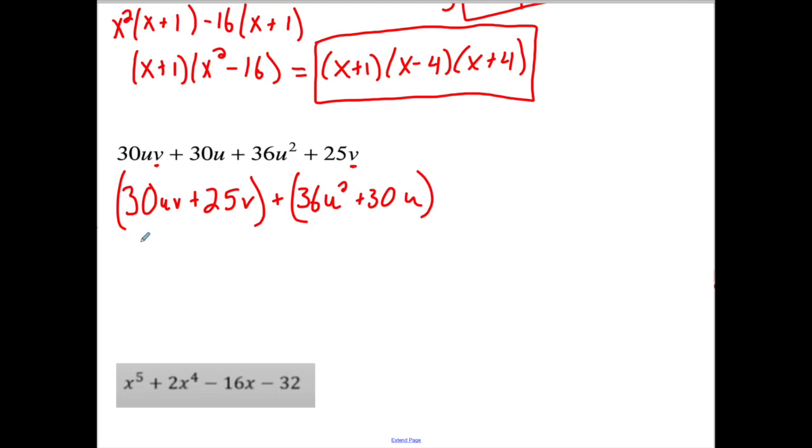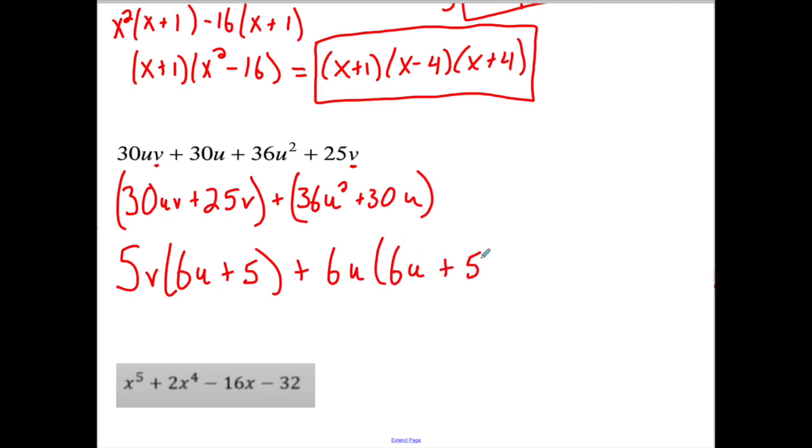So now I'm going to factor out the GCF. These both have a 5 in them, and they both have a v in them. So this would be 6u plus 5. And here, these both have a 6 in them, and they both have a u in them. And this would be 6u plus 5. So we have 5v plus 6u times 6u plus 5, because this one has the 5v and this one has the 6u.